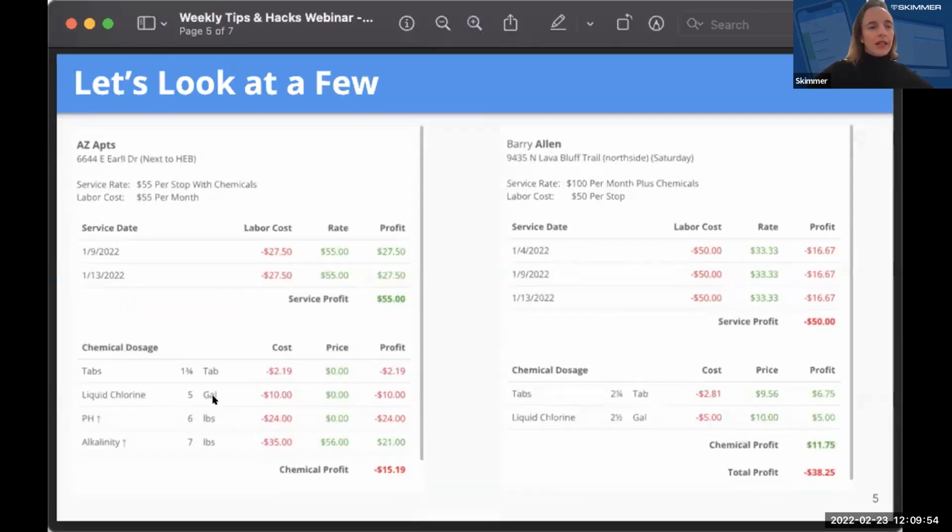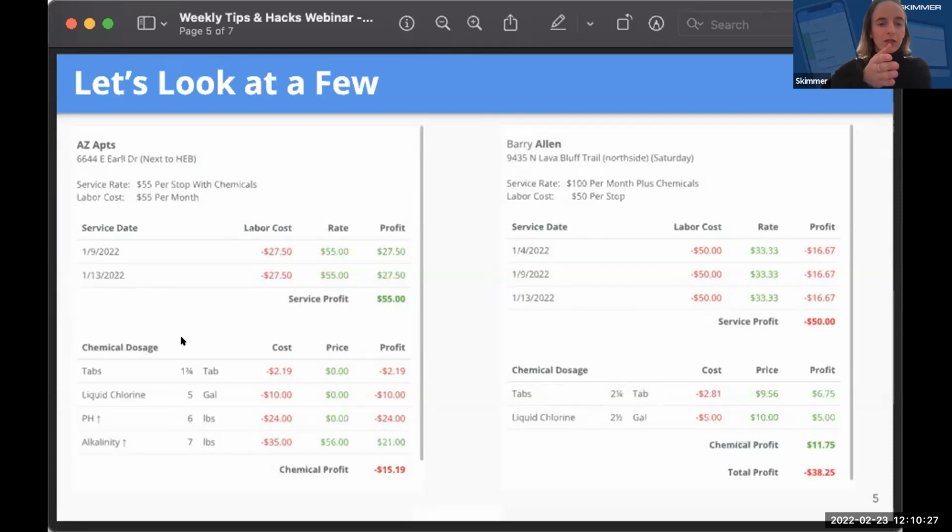Yeah, so these are, of course, samples from a demo account, but similarly, you have situations where you're charging with or without chemicals, right? And if you're not charging for chemicals, that price will show as zero, and so that cost will flow through, and you'll see whether you're getting hit on the chemicals that are going into the pool.